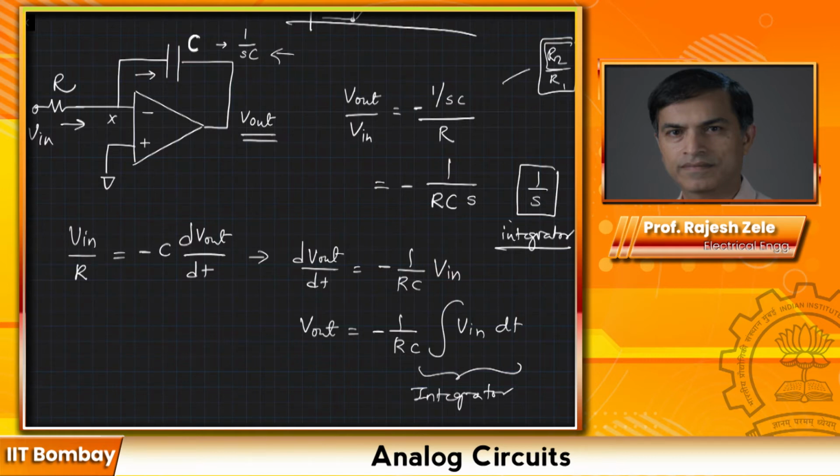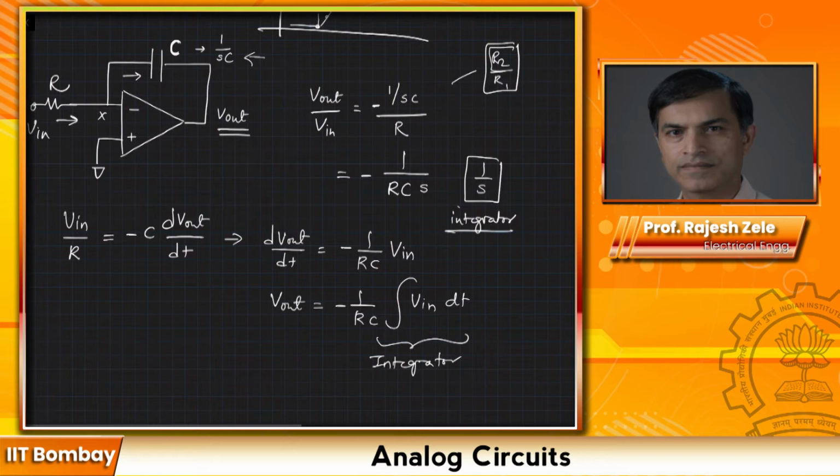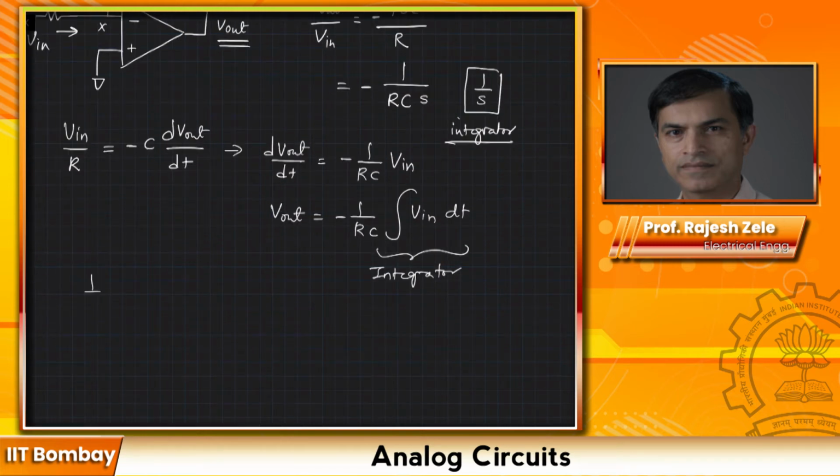Now what does the integrator really represent? 1 over S. So 1 over S represents, at S equal to 0, this value goes to infinity, right? So the integrator represents a pole at S equal to 0.